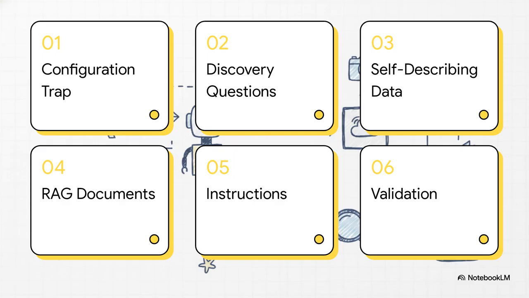We're going to cover the configuration illusion, the critical discovery questions, building self-describing datasets, structuring your RAG documents, writing the supplemental instructions, and finally, running the rephrase test validation.